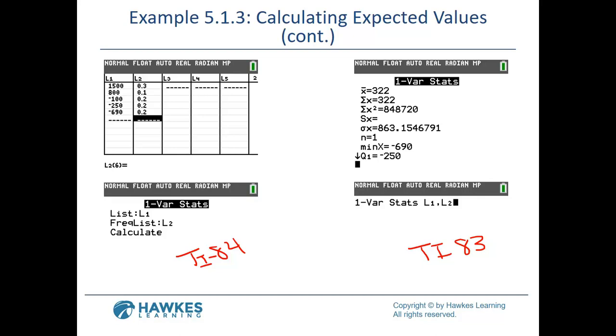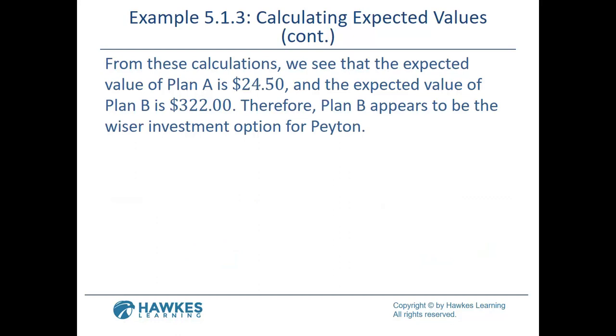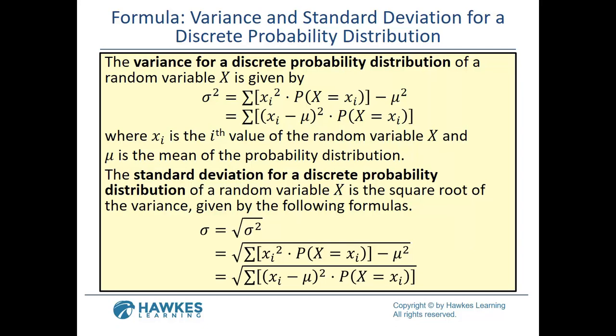Okay, now as you guys look at these here, that's pretty much what my two answers are. So I got 322 and then I got 24.50. So from these calculations, we can see that the expected value for plan A was $24.50, and for plan B, our expected value was $322. So it really feels like plan B is the wiser choice, because I'm expecting to earn more money on average in the long run. Okay, now let's talk about variance.